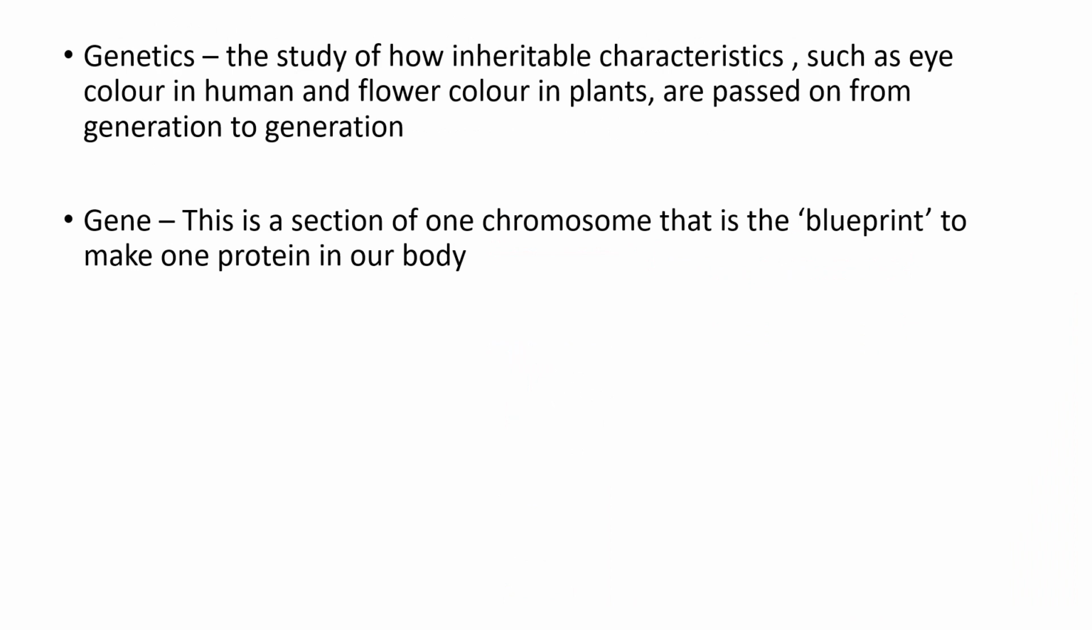A couple of definitions that we're going to be using quite a bit. The term genetics: genetics is the study of how inheritable characteristics, such as eye color in humans or flower color in plants, are passed from one generation to the other. And this is all done by genes. A gene is a section of a chromosome that codes for, or is the blueprint to make, one specific protein in the body. So there'll be one gene on a chromosome that codes for your eye color, one gene that might code for hair color.